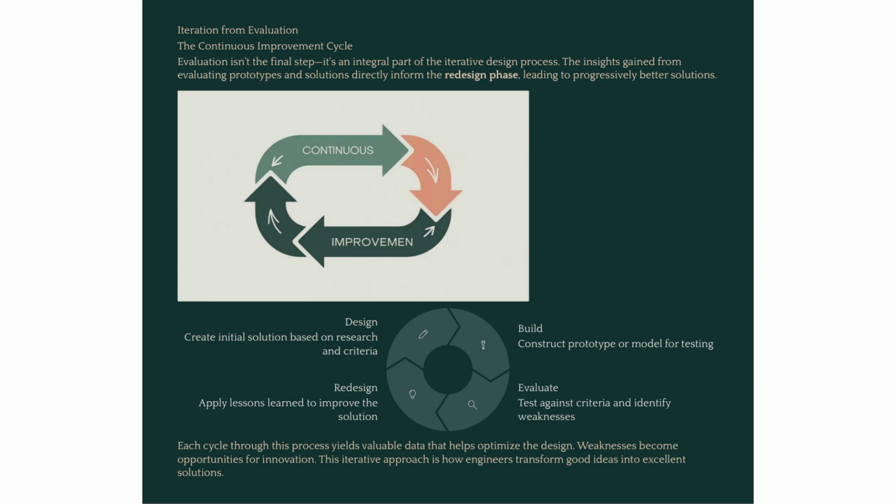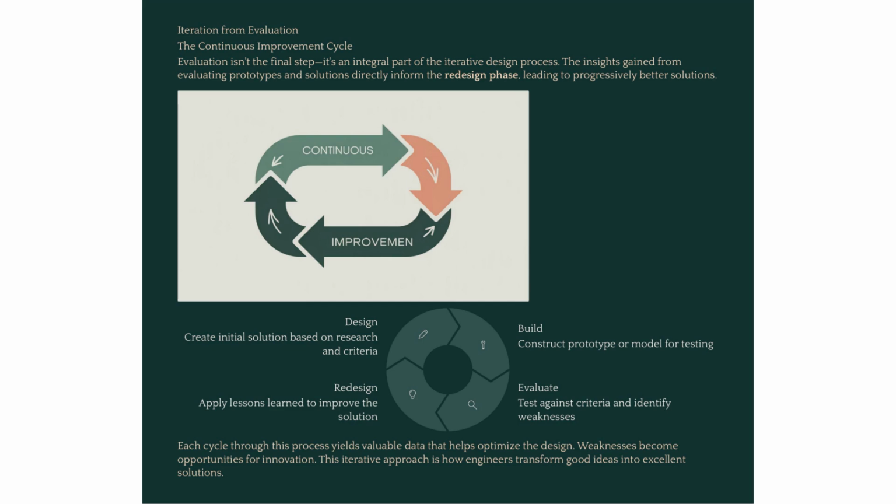Remember, evaluation isn't the final step. It's a crucial part of the iterative design cycle. You evaluate a prototype, identify its weaknesses and strengths, and then you use that information to redesign and improve it. It's a continuous loop. Design, build, test, evaluate, and then redesign. This cycle of refinement helps you optimize your solution, making it better and better with each iteration, until you have the strongest possible design.